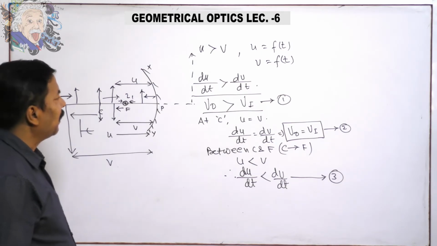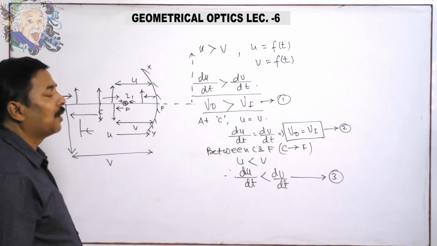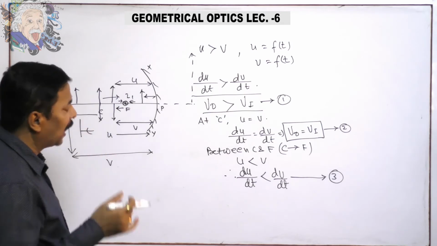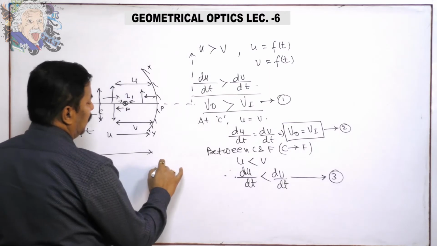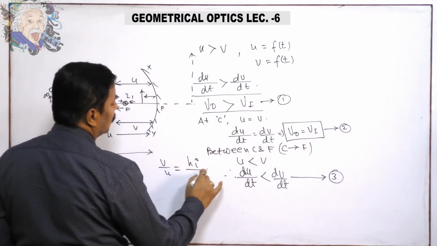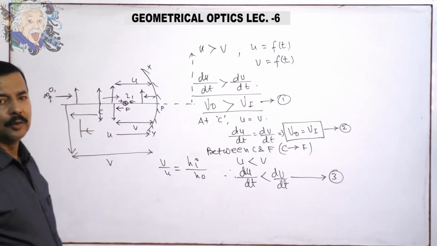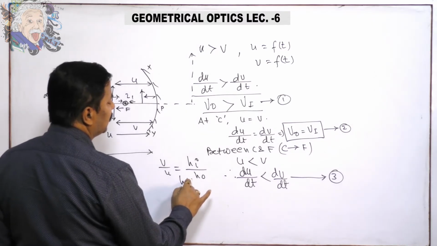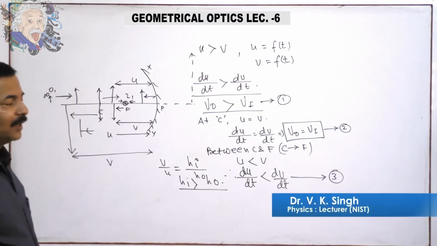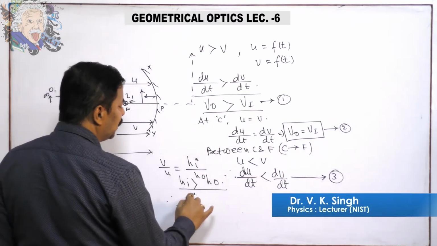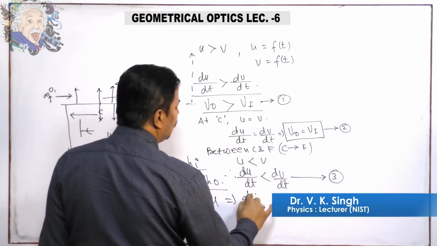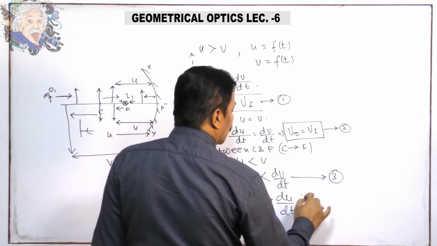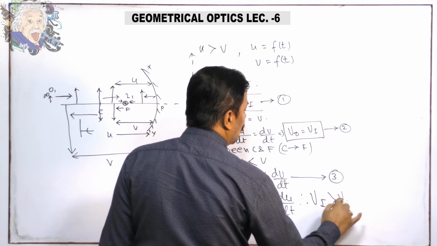Now we have understood that the image is magnified, but how to find the relation between u and v? How can we say about u and v? So this thing I would like to tell you, v by u is equal to height of image by height of object. Now we don't have the idea whether v is greater or u is greater. But certainly we know that hi is greater than ho. Height of image is greater than height of object. Therefore, v should be greater than u. And this implies dv by dt must be greater than du by dt. This tells velocity of image should be greater than velocity of object.